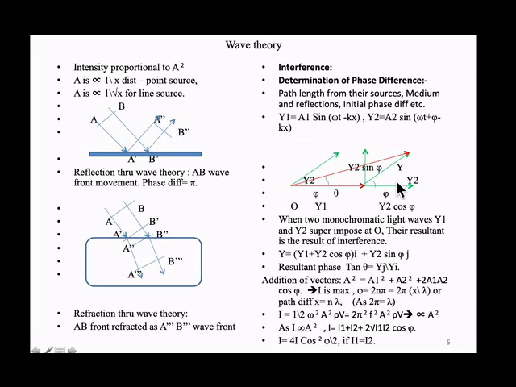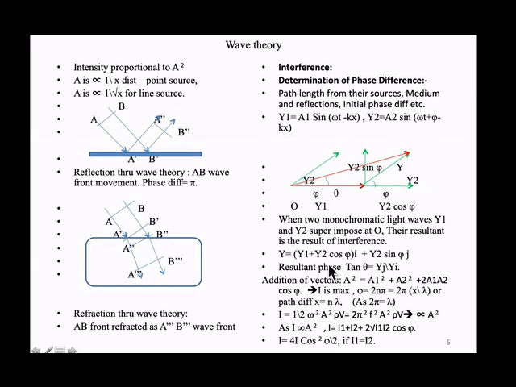So what is the total amplitude? The I component is y1 plus y2 cos phi, where phi is the angle in between. What is the Y component of the combined wave? It is y2 sin phi. How is this resultant acting? The tan of the resultant angle is the Y component by the I component. So this is how the waves interfere and produce a common wave.